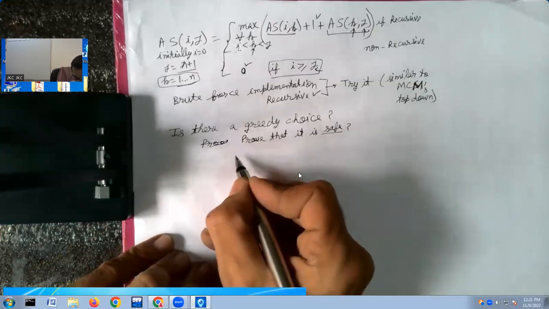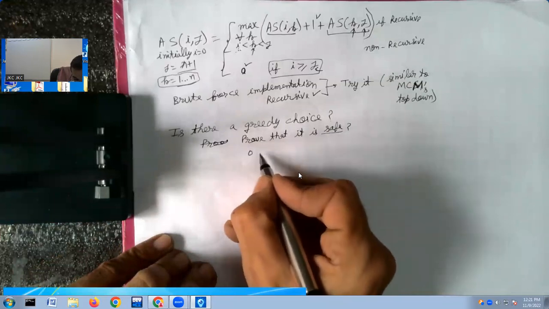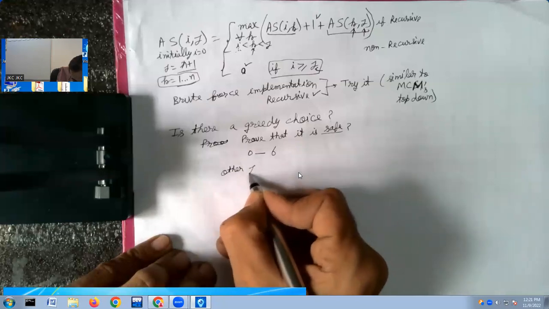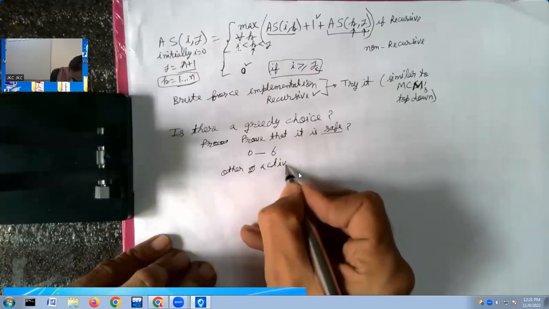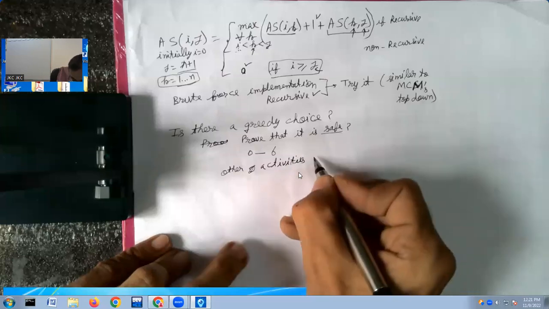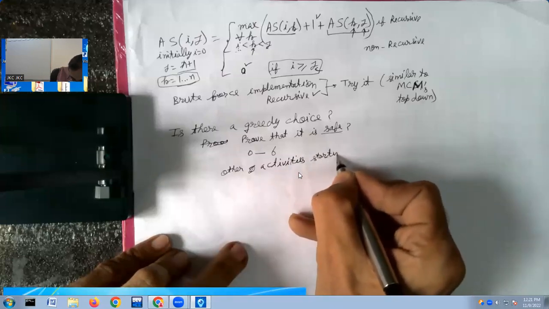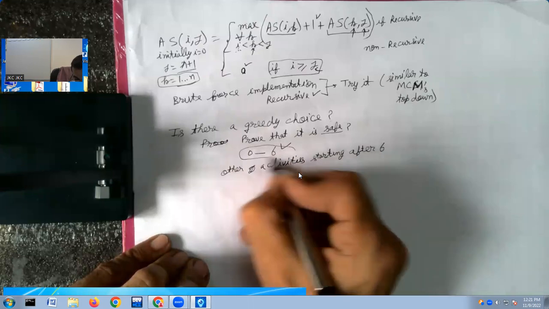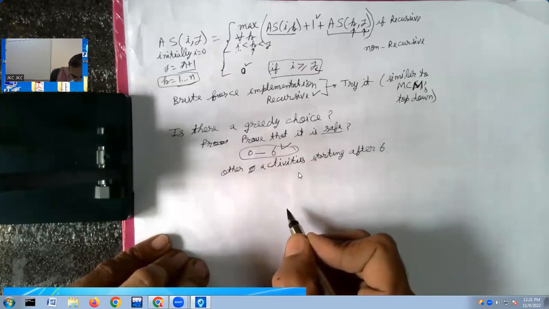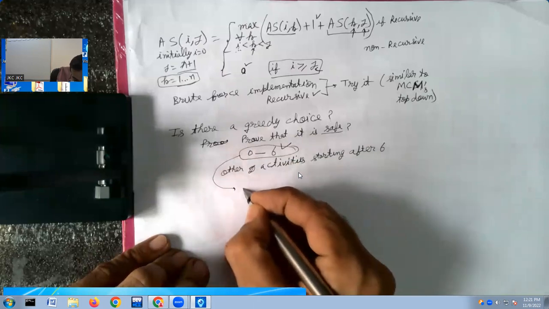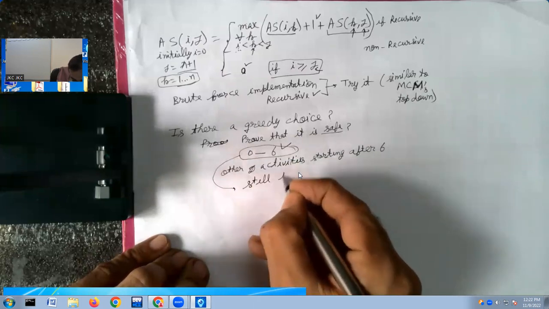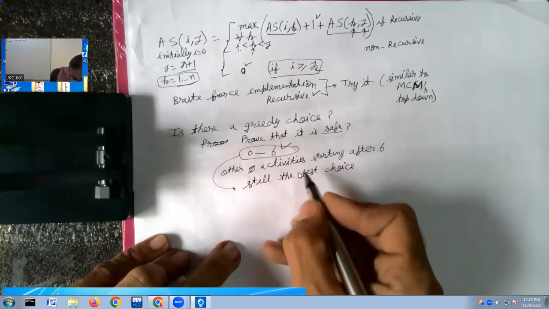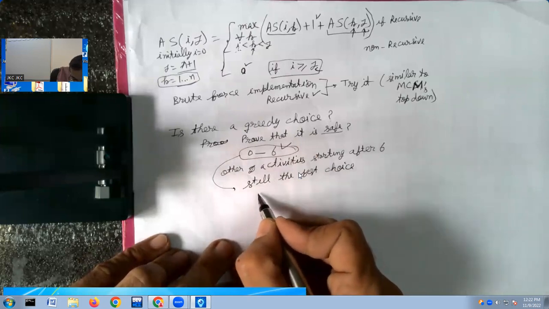I ask you, let's say there was a job which was executing from 0 to 6, but other activities were starting after 6. Now, is this activity good enough to be selected or not, even if long? The answer is, this activity is still the best choice, because this activity disturbs no one else.